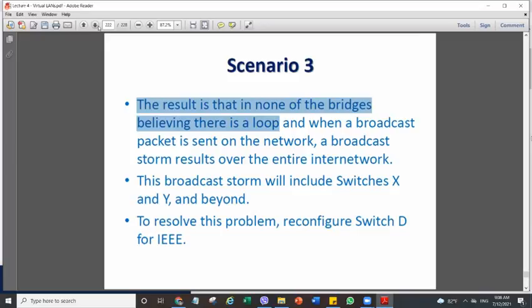That is the difference, right? Then a broadcast packet is sent on the network. Broadcast storms result over the entire internet. Eventually, the broadcast storms are introduced because no one agrees about the root bridge. This broadcast will include switches X and Y and below. Yeah, right. It expands through the network. To resolve this problem, reconsider switch D for IEEE.